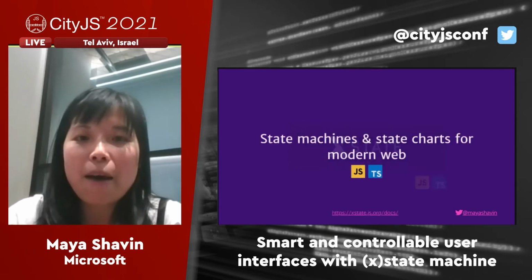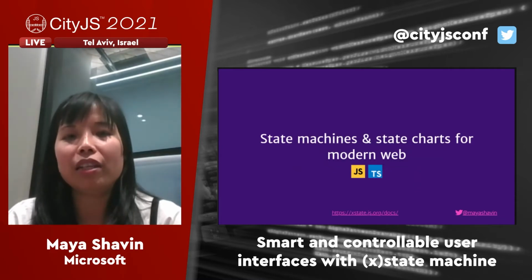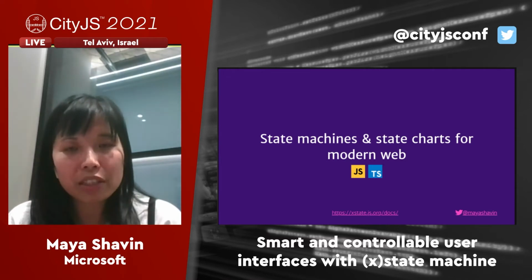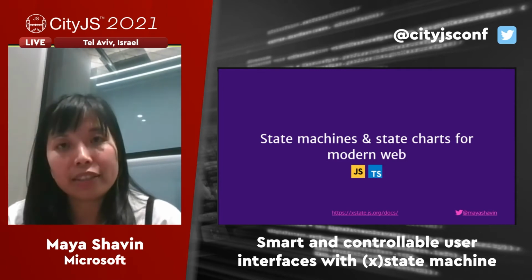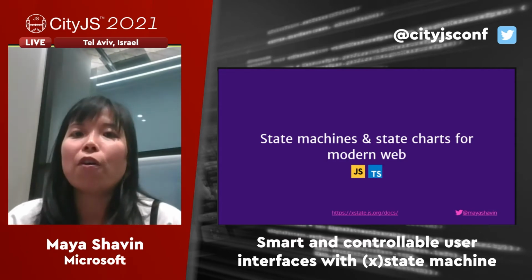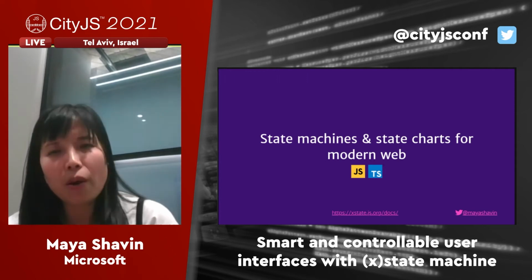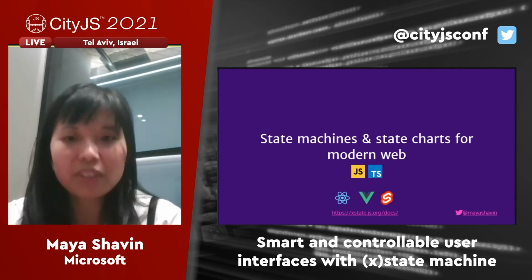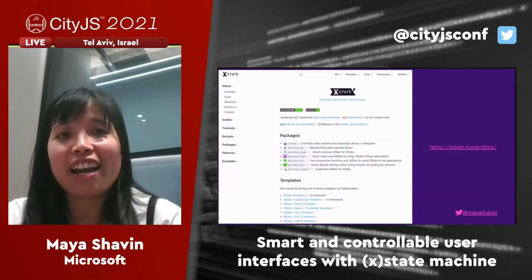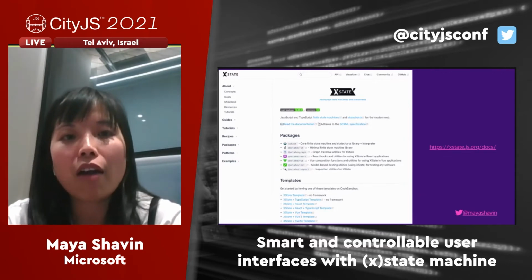XState is state machines and state charts for the modern web that implements the concept of finite state automata in JavaScript and TypeScript. And it has very good documentation if you want to try it out. Currently it supports React, Vue, and I believe also Angular, and also Svelte, and quite a few more. Yeah, Svelte. Probably not Angular. Anyway, they have very nice documentation with tutorial guides that explain the concepts very carefully.